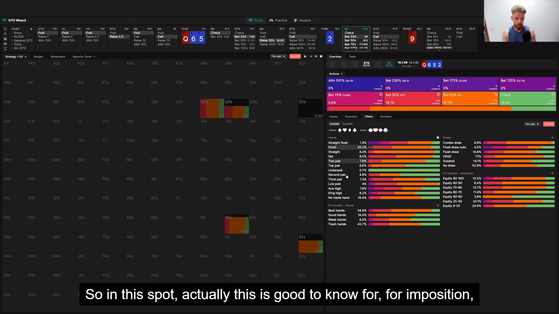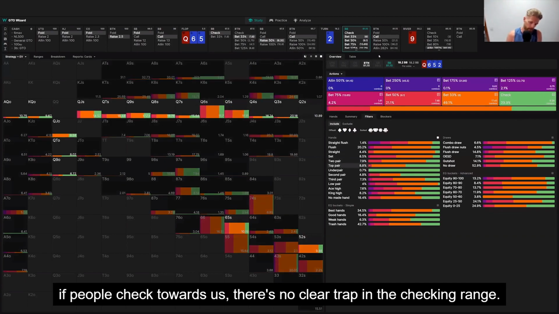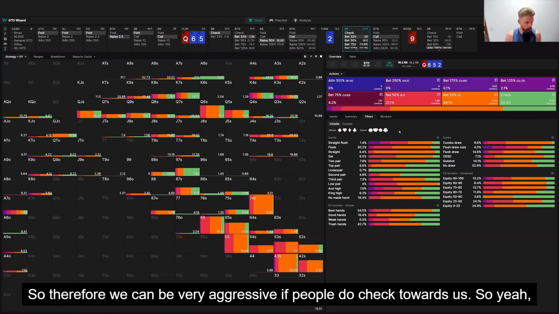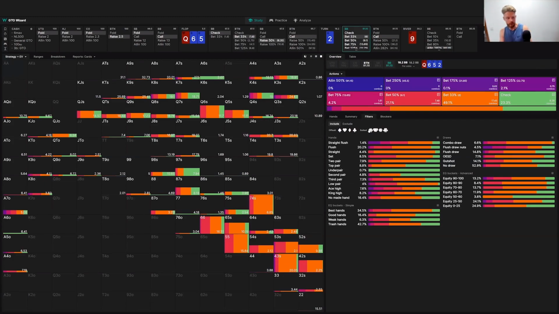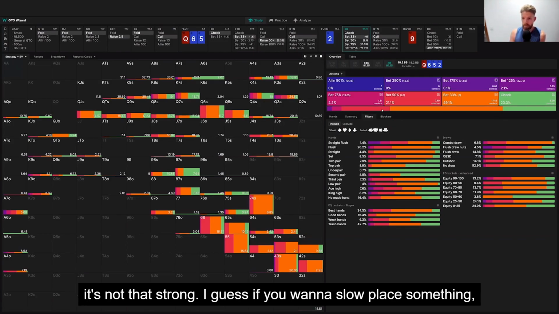So in this spot, actually, this is good to know for in position. If people check towards us, there's no clear trap in the checking range. So it's very likely that this spot is under trapped. So therefore, we can be very aggressive if people do check towards us. So yeah, how to balance? I mean, this is almost impossible to balance in practice. You would have to use an RNG. Be like, oh, I have a very strong hand, but 10% of the time, it's not that strong.